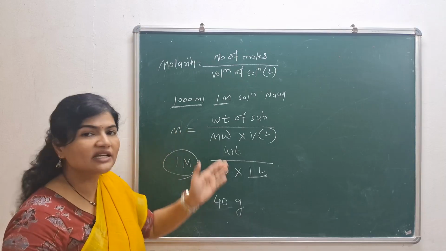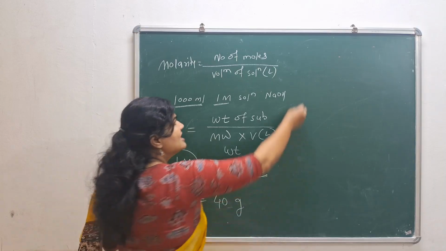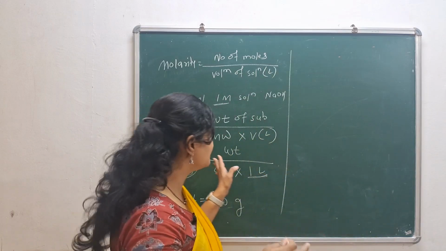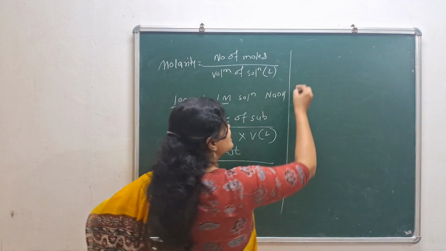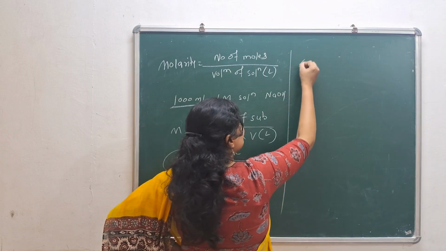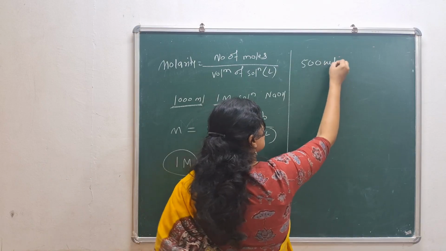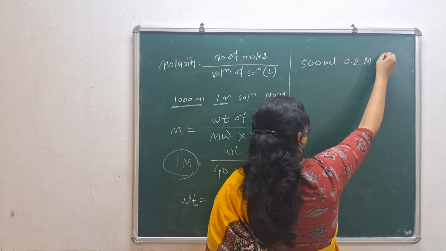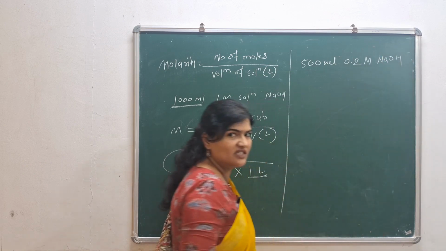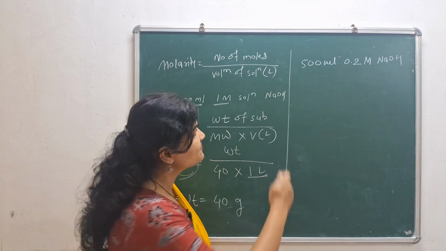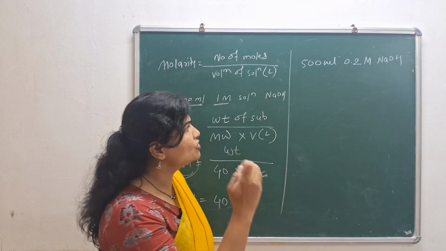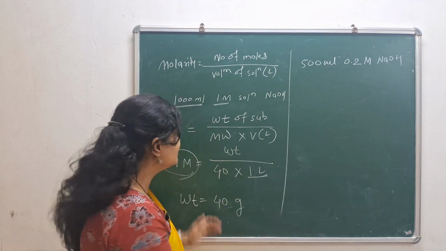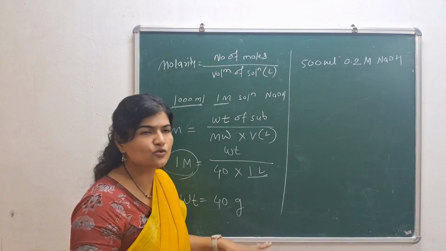Now this formula is actually very helpful. You can calculate any kind of concentration with this. Let's take an example. Suppose I have to prepare 500 ml of 0.2 molar NaOH solution. See, how will you prepare 0.2 molar NaOH solution, and the volume has to be 500 ml. You know this formula and it becomes so easy.